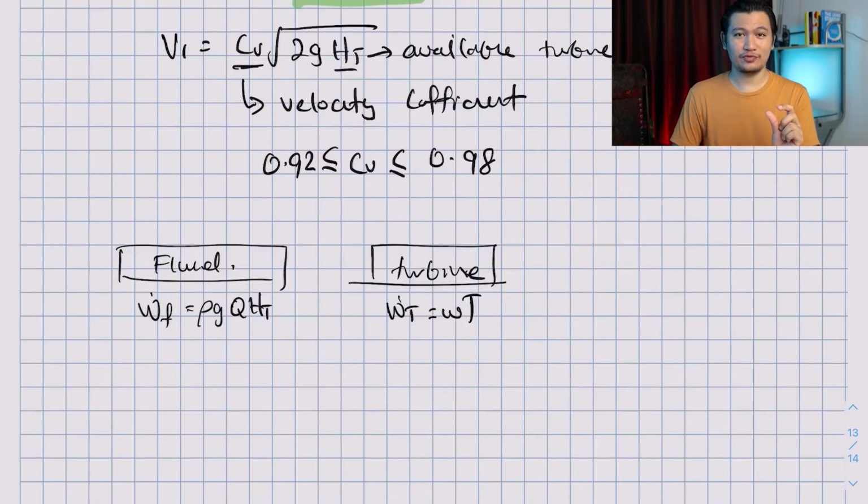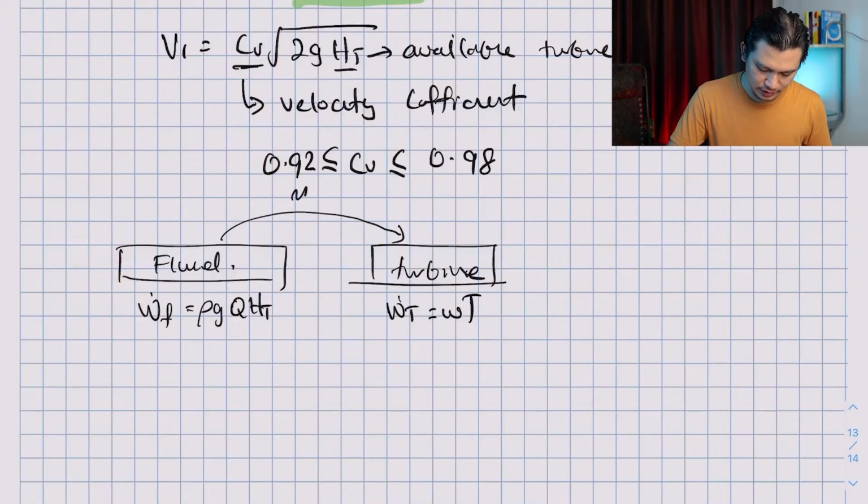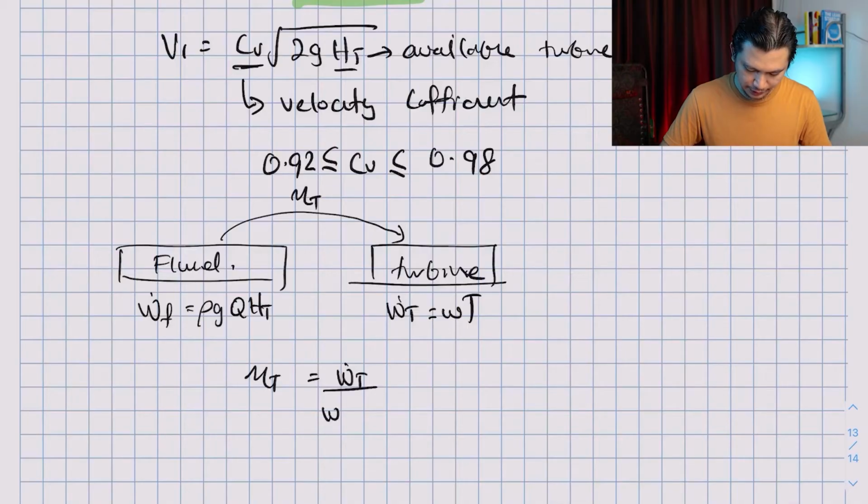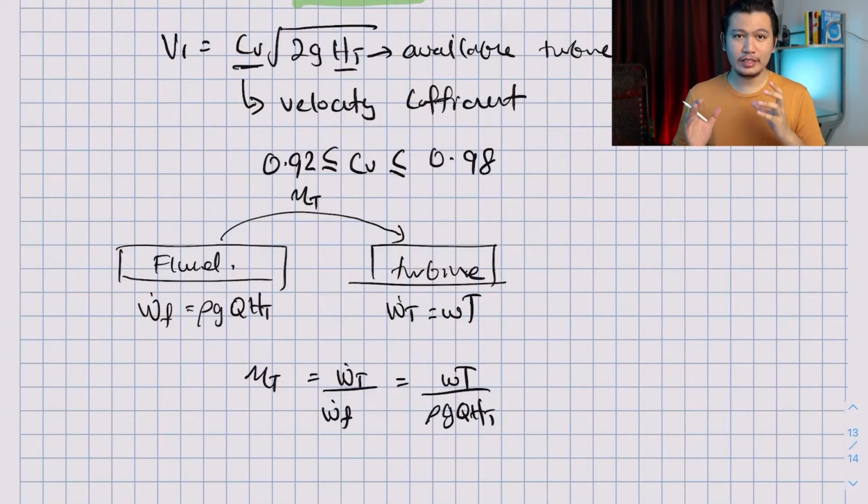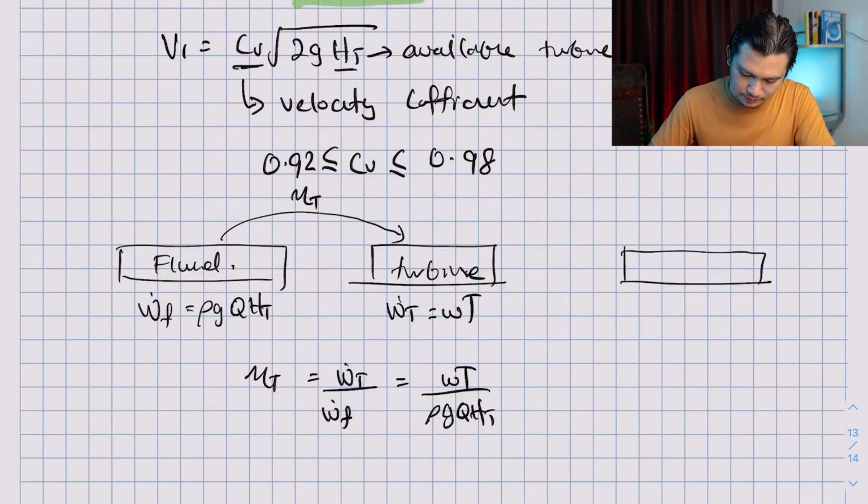And when the energy is transferred from fluid to the turbine, you will have efficiency. So this is called the turbine efficiency, and the turbine efficiency is defined as W dot T over W dot F. So this is going to be omega T over rho g Q HT, because the energy is being transferred many times. From the fluid to the turbine, and let's say the turbine is going to transfer the power to the generator. So this is the generator.